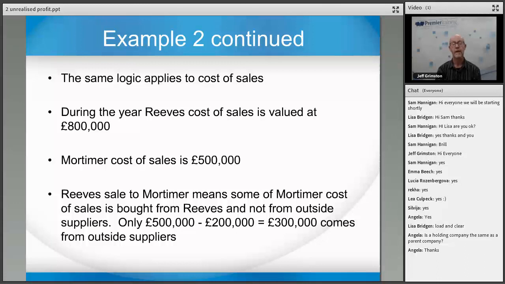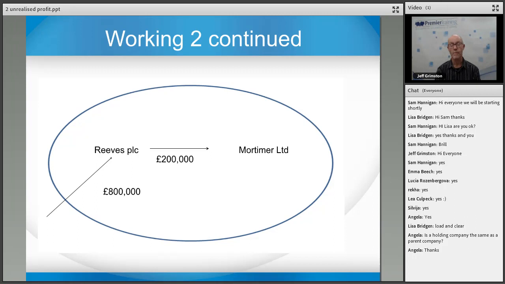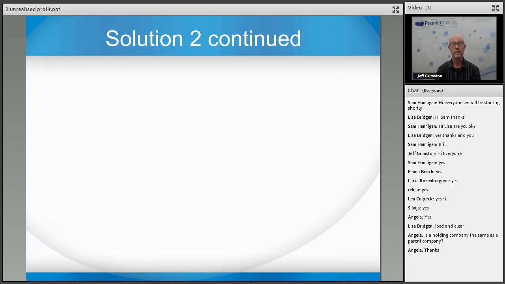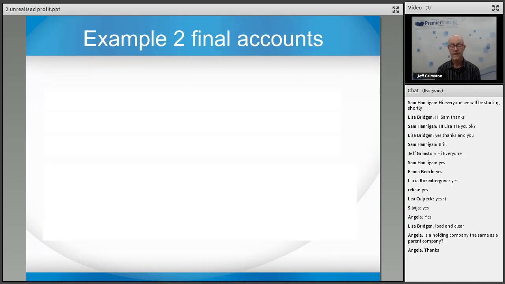Let's draw the diagram again. Reeves makes a sale to Mortimer, or alternatively, Mortimer buys from Reeves. Reeves purchases cost of sales entirely from outside. Mortimer's cost of sales, 300,000 has come from outside, because out of the total of 500 we must deduct the 200,000. So when we show this on the consolidated income statement, 800 plus 500 minus 200, 1.1.